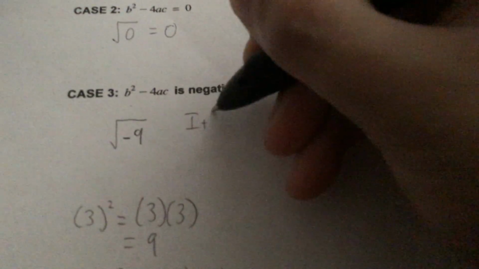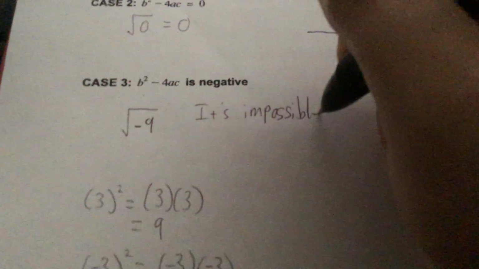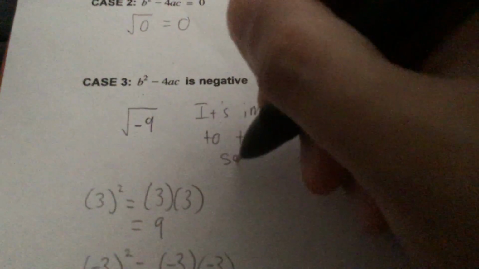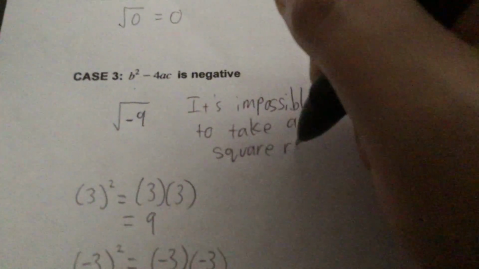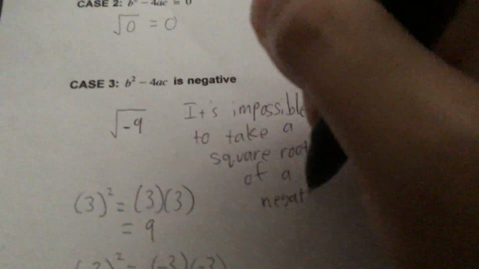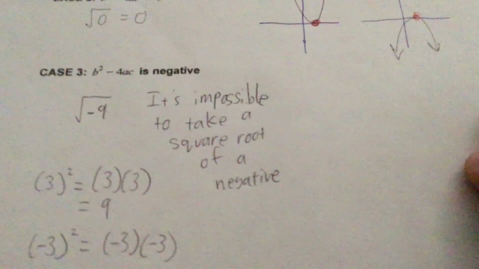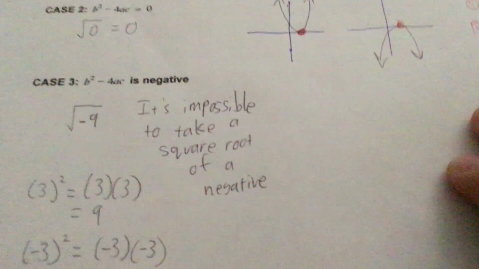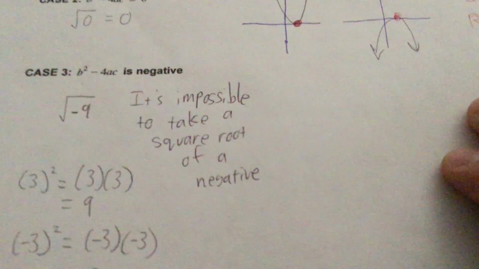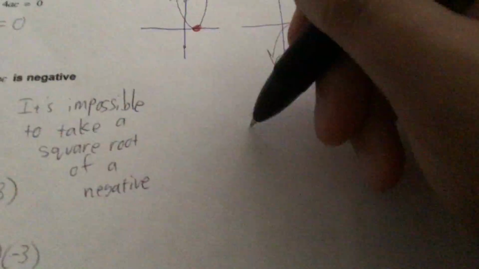It's impossible to take a square root of a negative number in the real number system. I should clarify, in the real number system. In Algebra 2, you'll learn what's called an imaginary number. Yes, there are imaginary numbers. So, if b squared minus 4ac is negative, that means it's impossible to take that square root.